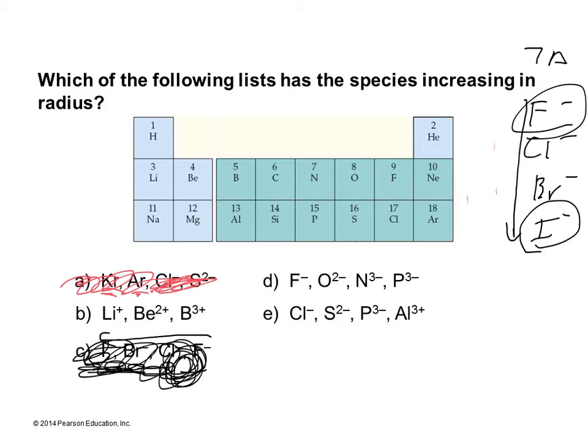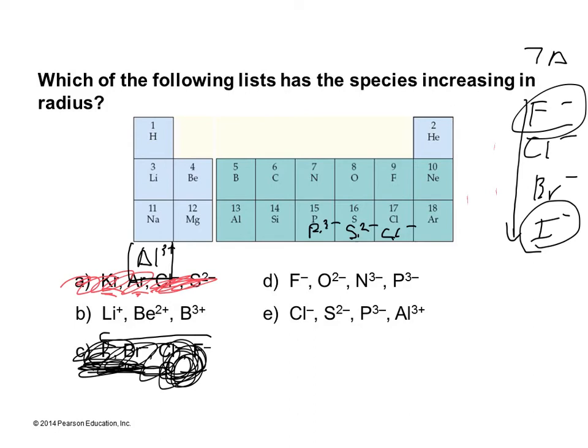Now we can begin to work our way through some others. Let's go to E next. We have chlorine and sulfur and phosphorus. And then we have aluminum 3+. So we have aluminum 3+, we have chlorine, we have sulfide, and we have phosphorus.